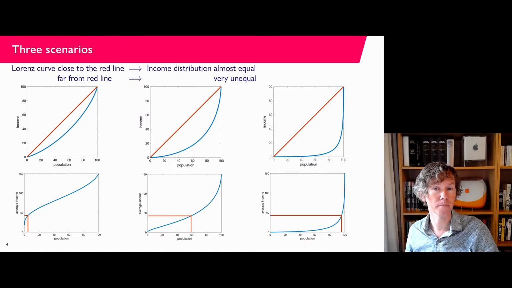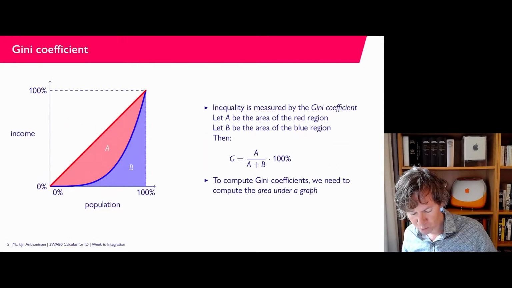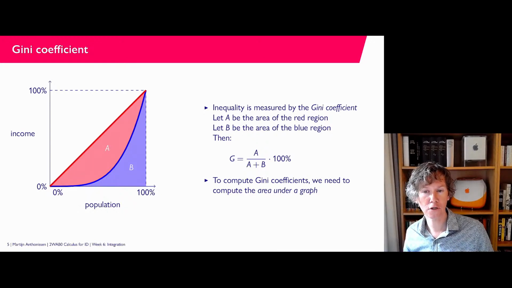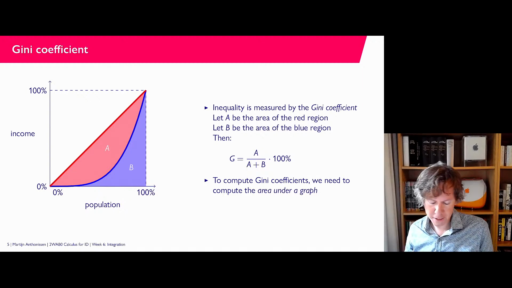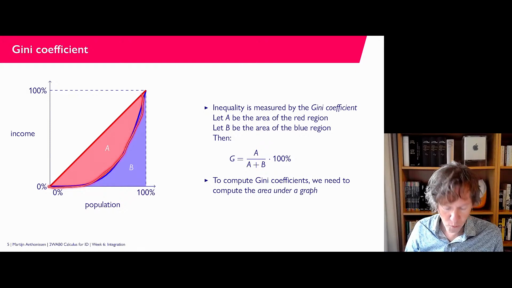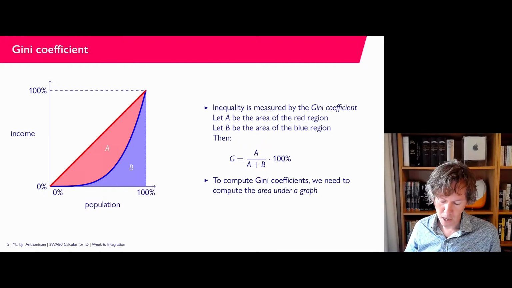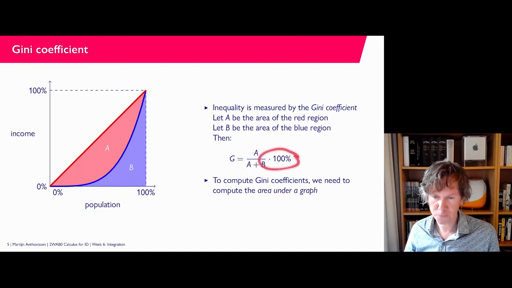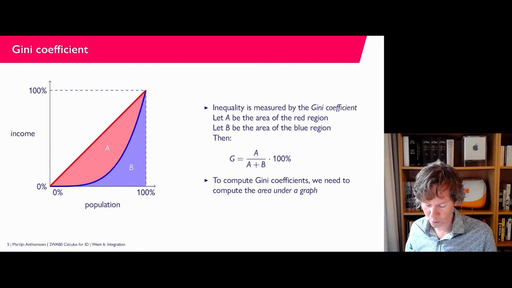everybody needs in life. Now, to measure this, the way you can do that was invented by an Italian mathematician called Gini. And what he did is he said, well, if you have this curve here, what we are going to do is we're going to compute the area of the red region, that's A. We're going to compute the area of the blue region, which is B. And then we're going to compute A over A plus B, and then times 100% because percentages are easy to work with.